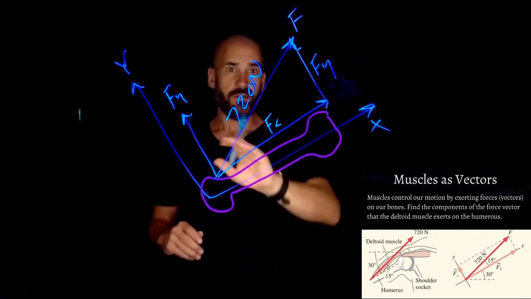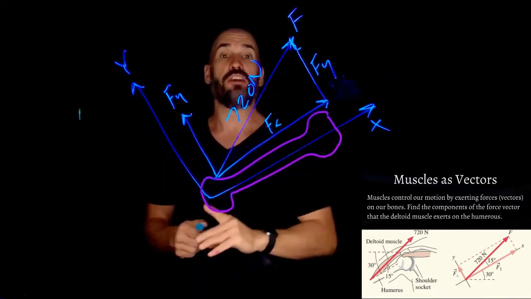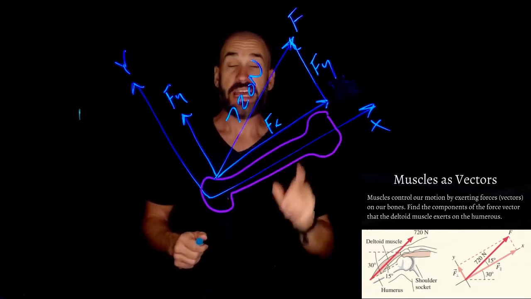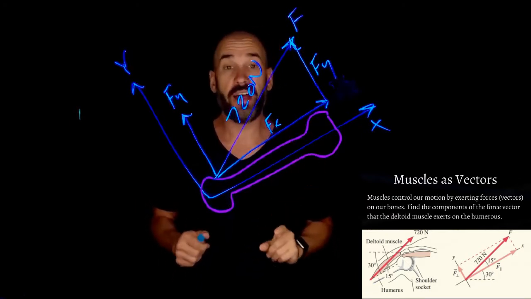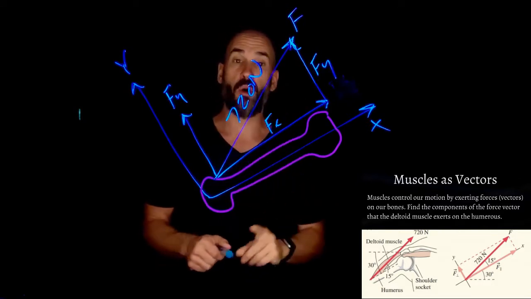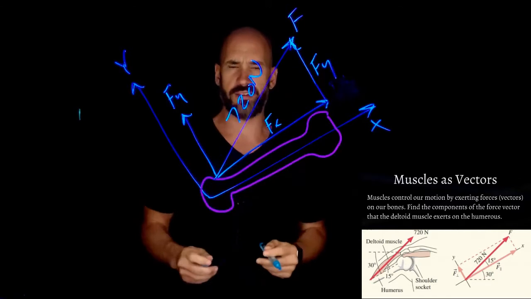Does that make sense? So the question now is, how do we find the components of that 720 newton force vector? And this is an important question because only one of those components is important for actually moving the bone up or down. Which one do you think it is?